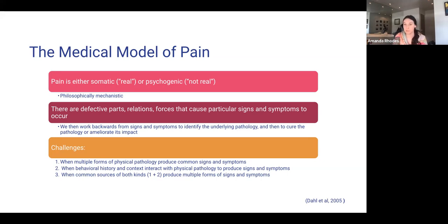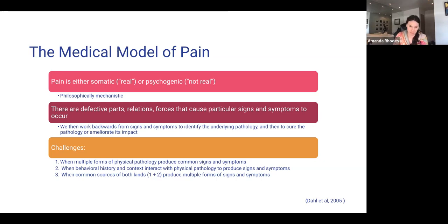Now, some of that might be true, like if they have a comorbid chronic illness or a physical illness or acute illness that's causing pain. But the medical model, what it does there and what they're coming from, is that they work backwards. We look at the signs and symptoms and we work backwards to identifying this underlying pathology. And then if we cure that, we ameliorate the impact. And that works really well when it works. However, if you remember, it's chronic pain, right? So it's not acute pain. It's a little bit different. In those words, we can tell that it's happening for a long period of time.